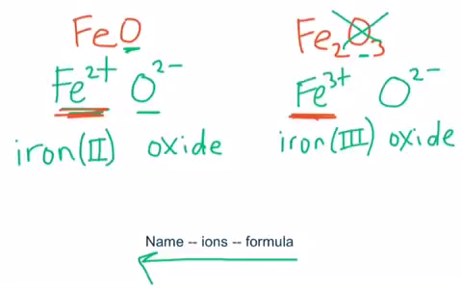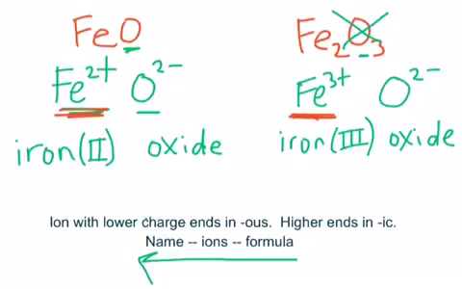So there is one more naming convention. The one we've looked at so far is the systematic way of naming, and the other is older, and it's called the common names. The rule is that the ion with the lower charge, in this case for iron, that's 2+, ends in us, and the higher charge ends in ic. And for iron, that's 3+.